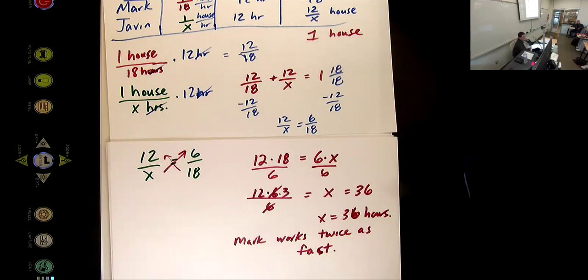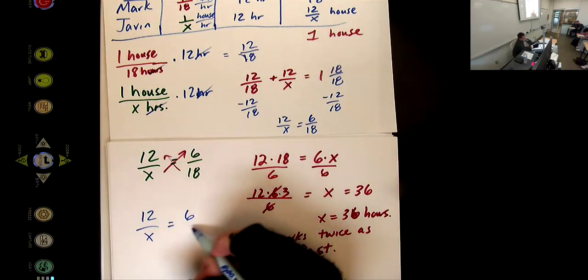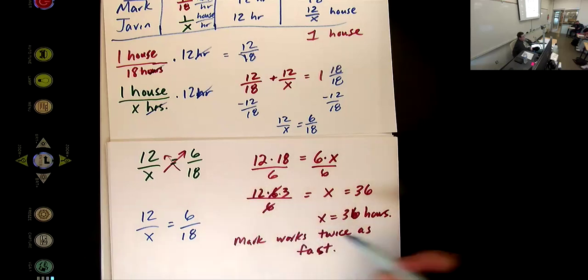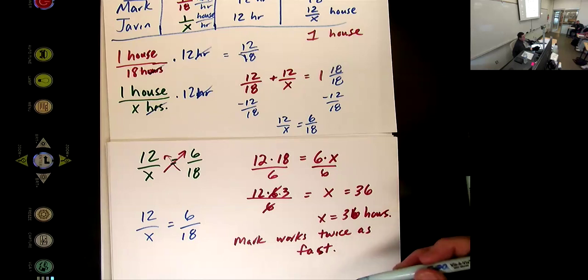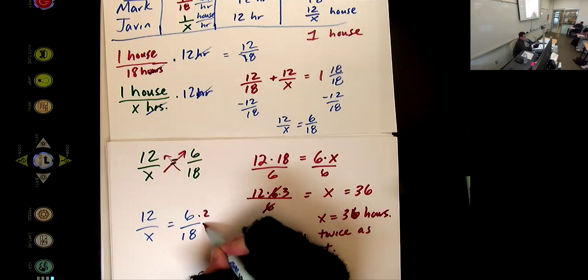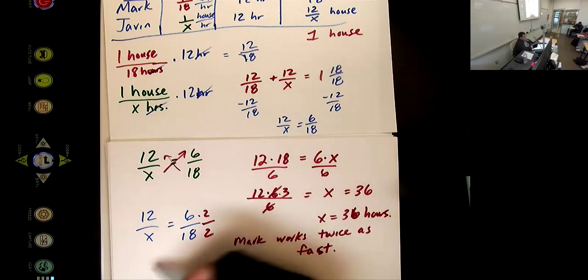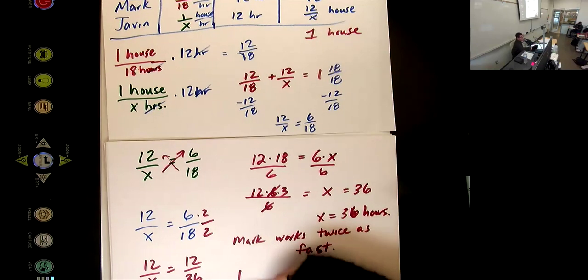Another way of doing this is without cross multiplying. If I can get the tops to match, the bottoms have to match. We argued that a little bit ago, right? 6 times 2 is 12. So then I'd have 12/x equals 12/36. Tops match, bottoms match.